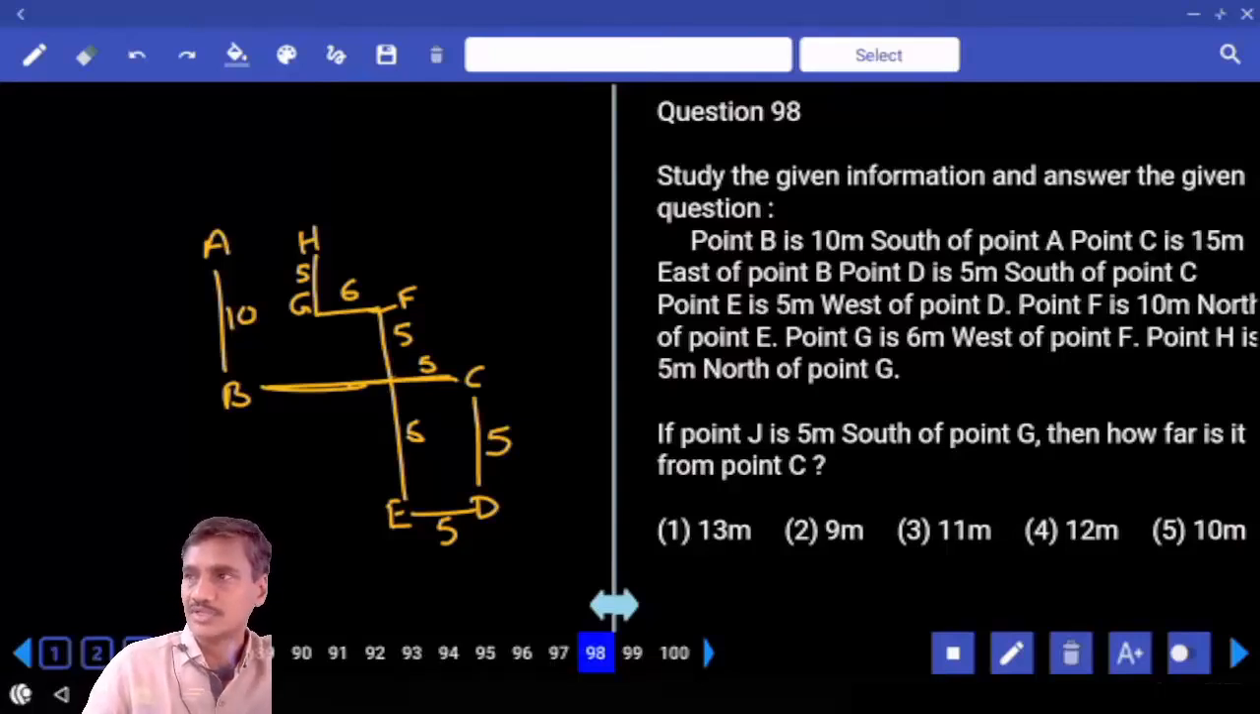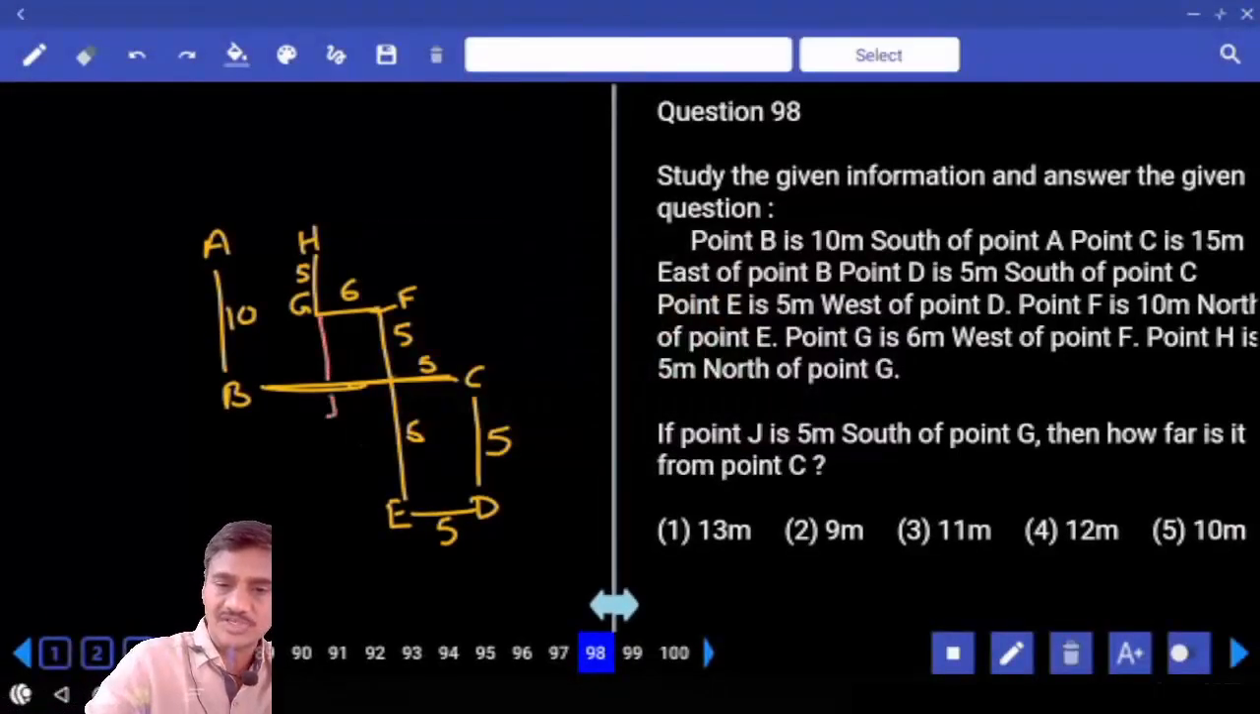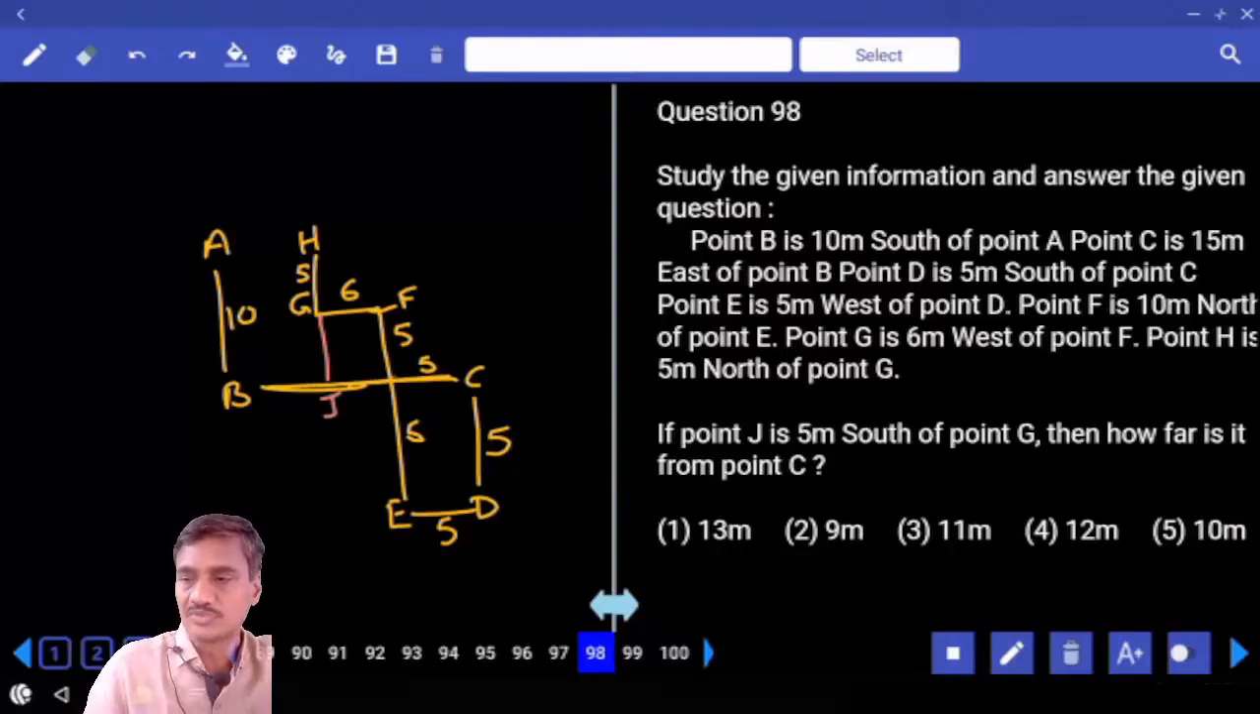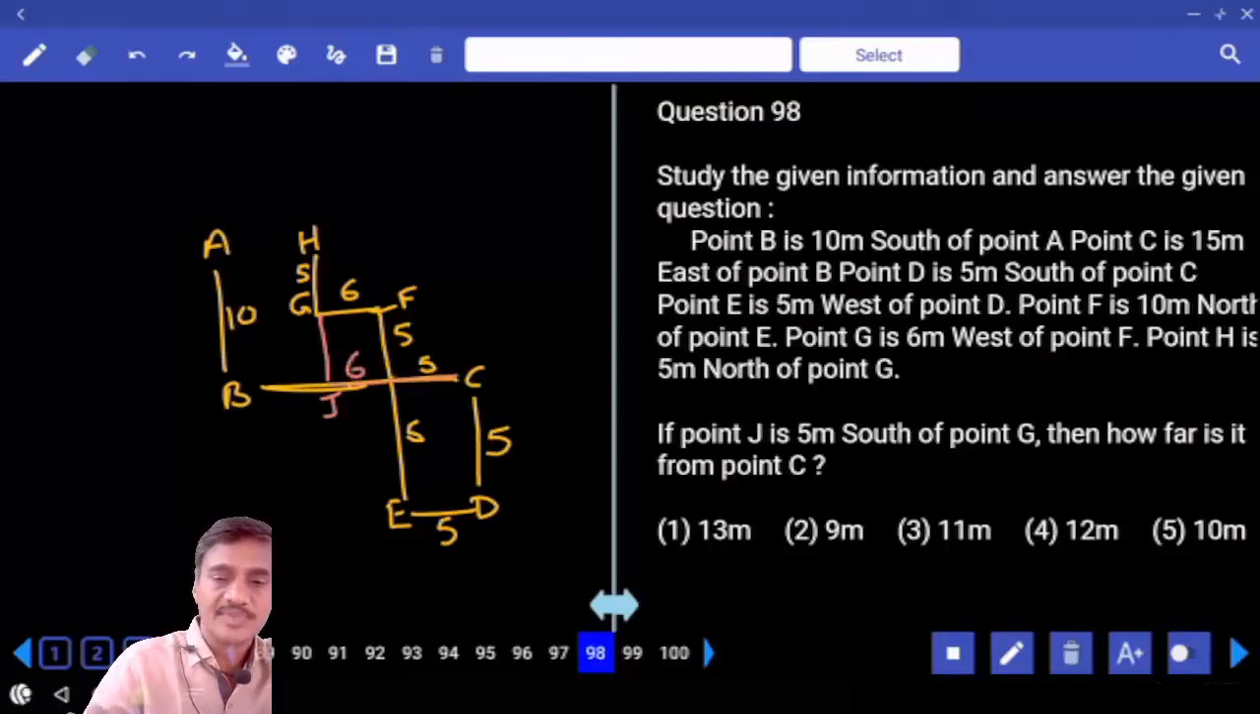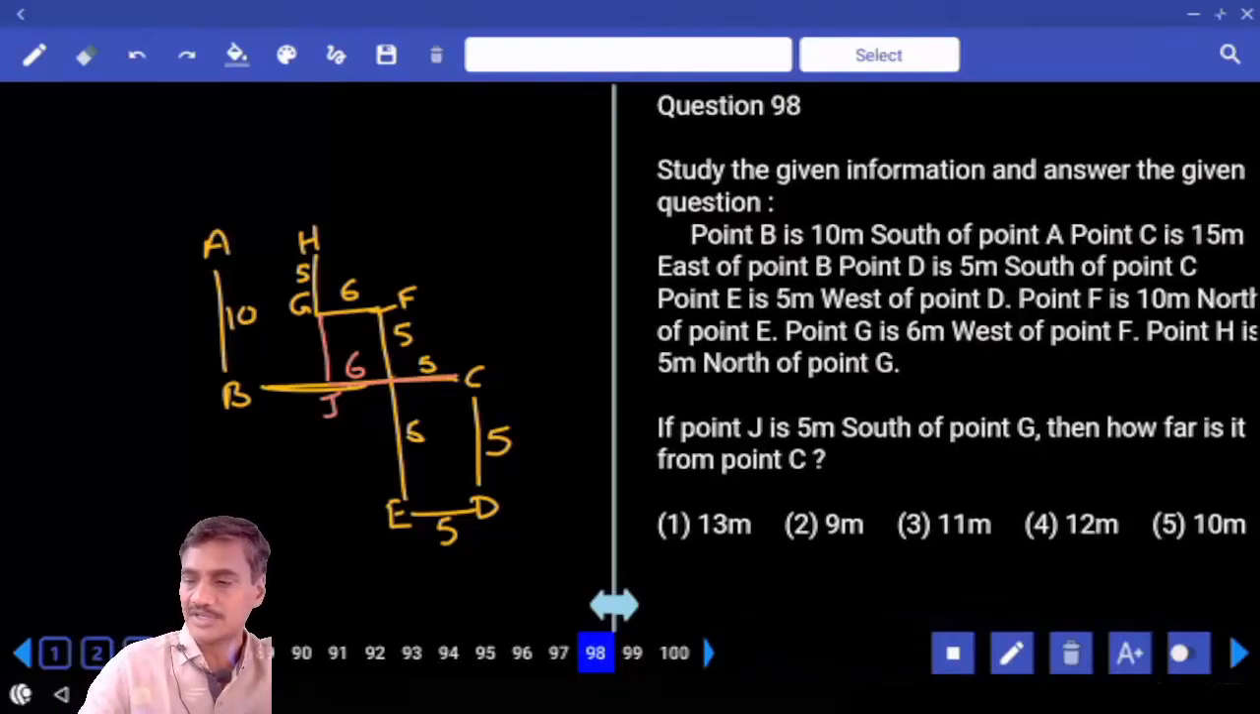Then coming to this one, J is 5 meters to the south of G, from here J is 5 meters to the south. Then how far is it from point C? This is 5 and this is 6. And what is the distance? 11. 11 meters, choice 3, question number 98.